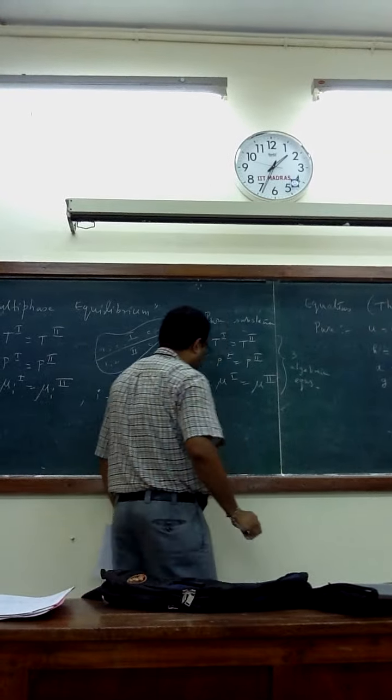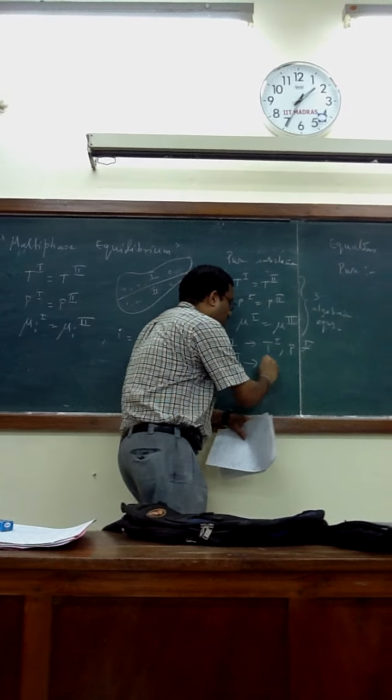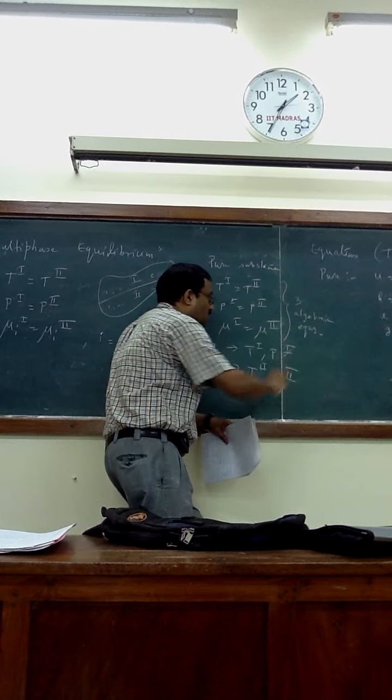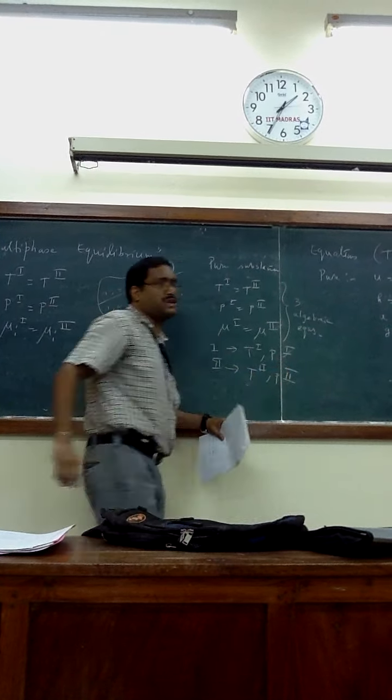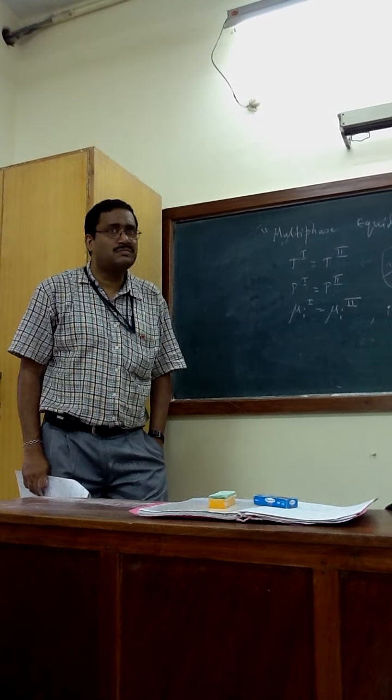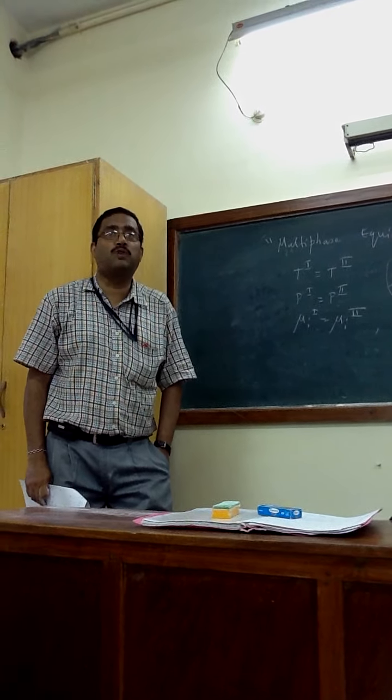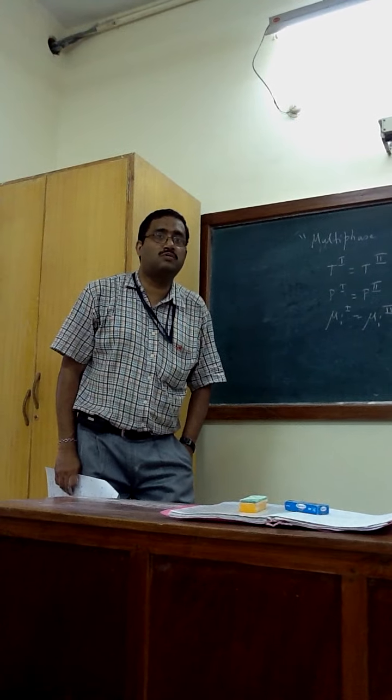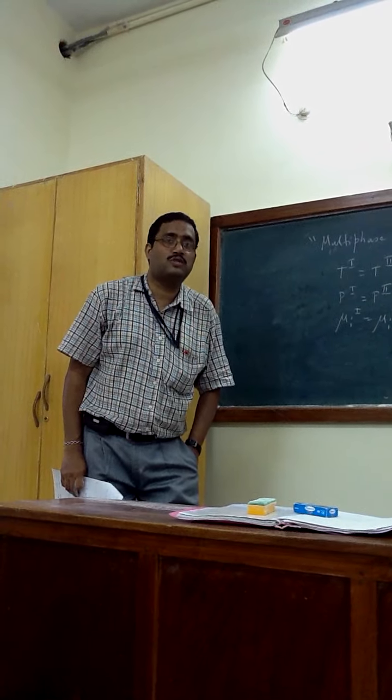For the first phase, for a pure component, my independent variables are T1 and P1. For the second phase, the independent variables are T2 and P2. What is my degree of freedom? For a pure component, two phases, the degree of freedom is 1. How is it coming? 4 minus 3. If you look at your formula, C minus P plus 2: C is 1, P is 2, plus 2, so the 2 and 2 get cancelled, and it comes out as 1.